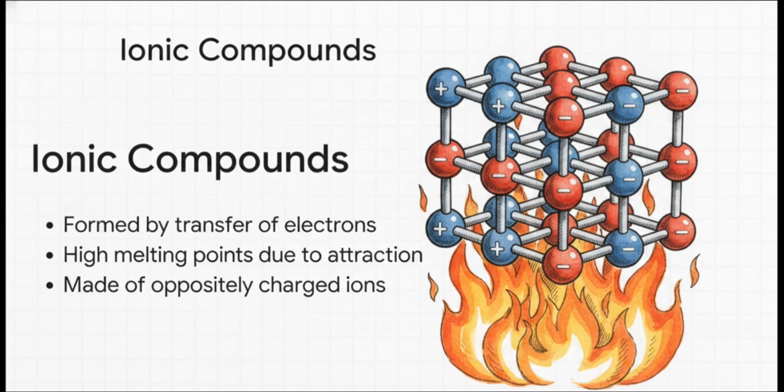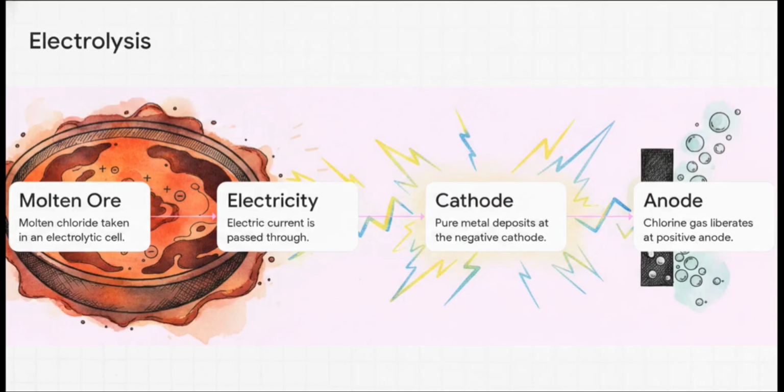The magic phrase you must write in your exam is this: due to the strong electrostatic force of attraction between the oppositely charged ions. You need a massive amount of heat energy to break those invisible, powerful bonds. So, how does this tie into metal extraction? Well, for top-tier reactive metals like sodium or aluminum, traditional heating with carbon just won't work because these metals have a higher affinity for oxygen than carbon does. So we have to use a brute force method, electricity.